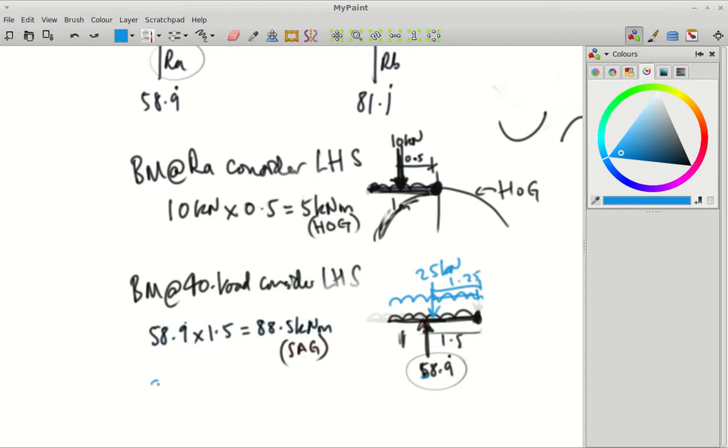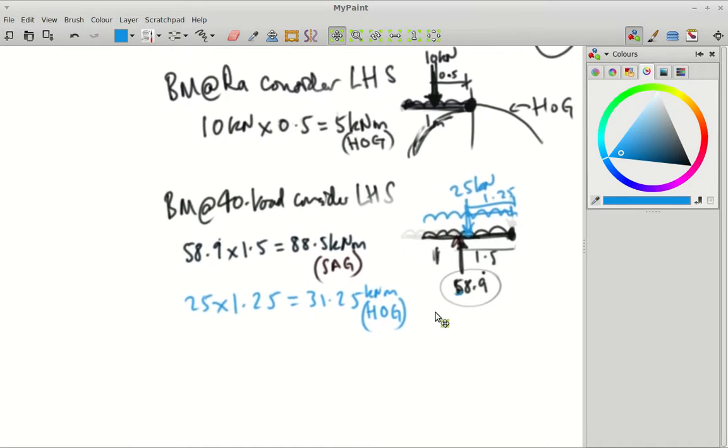Now I've got to do the UDL, so I'll change colour. That will be 25 kilonewtons times its distance of 1.25. 25 times 1.25 equals 31.25. If you allowed that to push down, that would bend the beam that way. It's like someone jumping on the middle of a diving board and it's fixed here, so it would bend that way. If we mirror that over, that's definitely hogging. It's an upside down hog moment. I'm just going to undo that to make it clearer. So that's hog, and that's kilonewton meters.